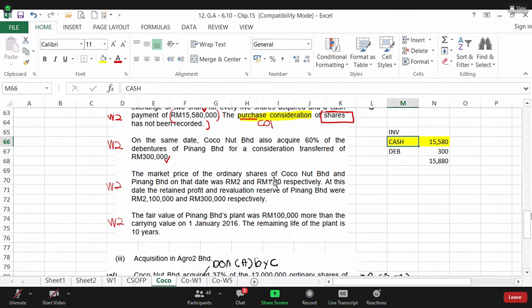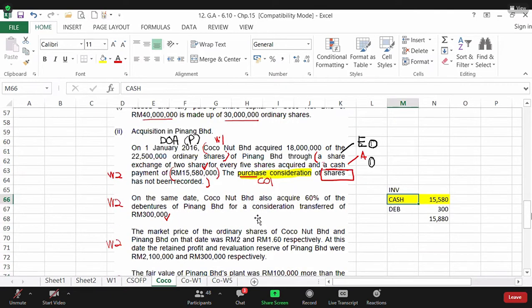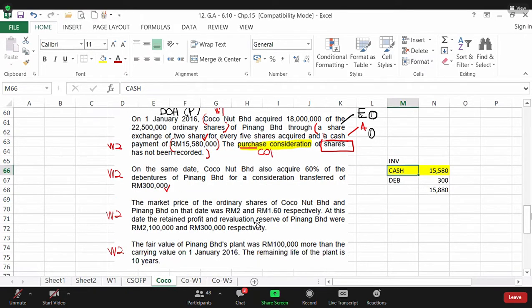I give you a clue. Who issued the share? Penang. Penang pays to the Coconut. Does it make sense? Who purchased just now? Coconut. Coconut issued the share as a system barter, right? Because he doesn't have enough payment, he transferred his share to the Coconut. So you have to use the Coconut share price, which is RM2.